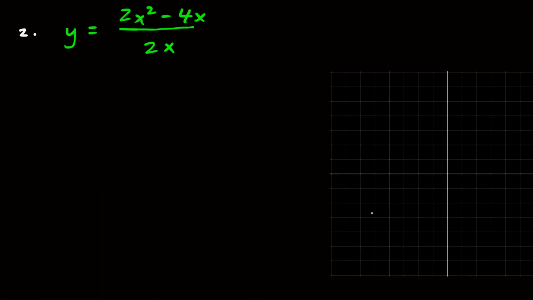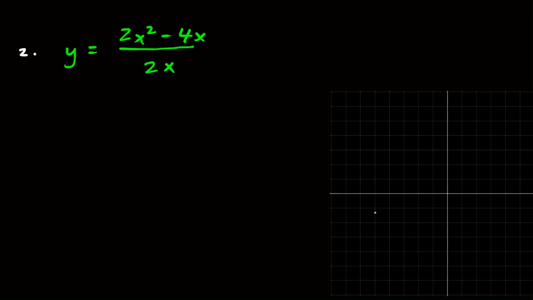Example number 2. Example number 2 is a little unique. Before we even get started, notice that there's a monomial denominator, just 2x, so we can actually distribute that to both. But let's hold off for a minute and let's go ahead and factor. So this can factor 2x out of the numerator. That leaves us with x minus 2, and our denominator is 2x, so right away we can see that 2x cancels out.